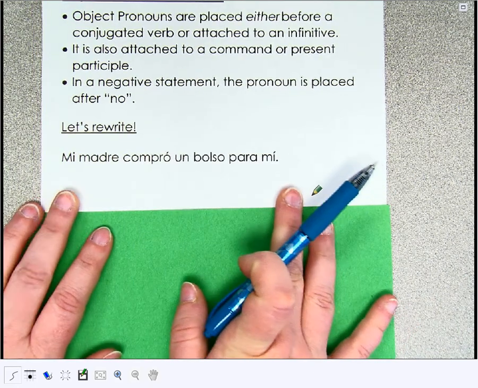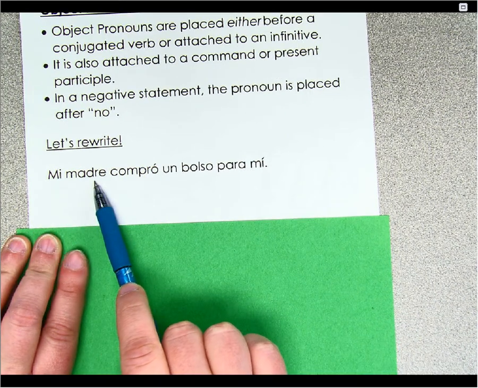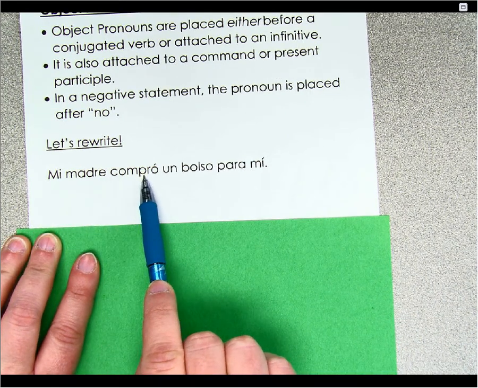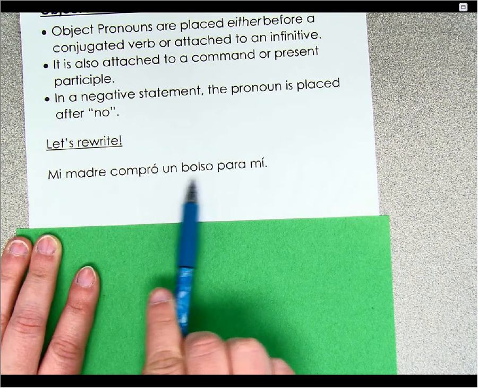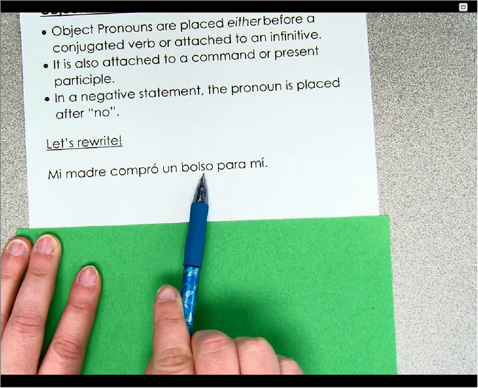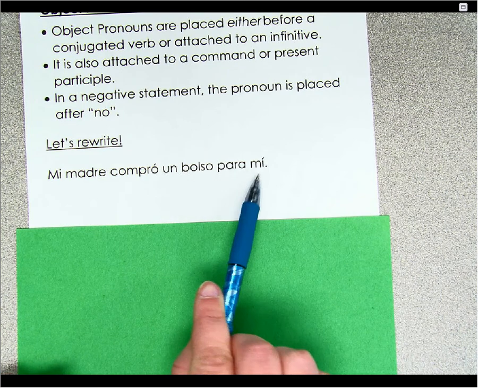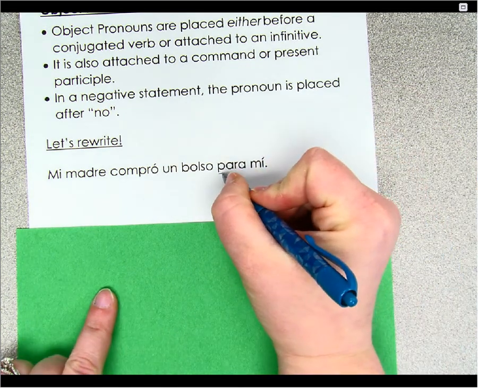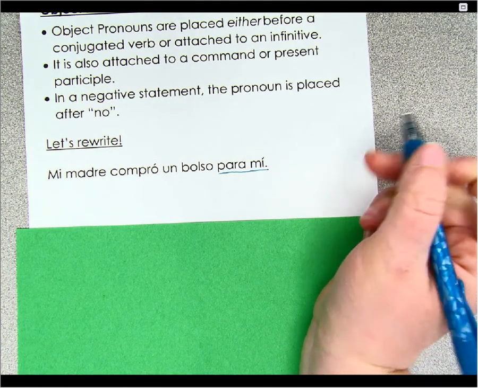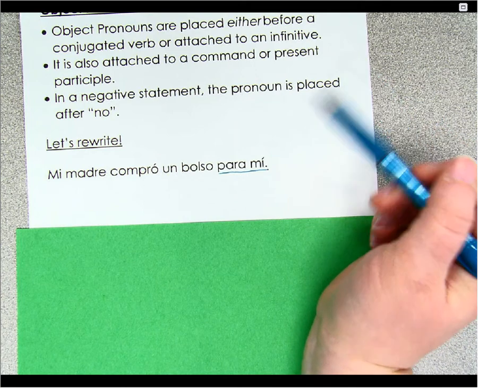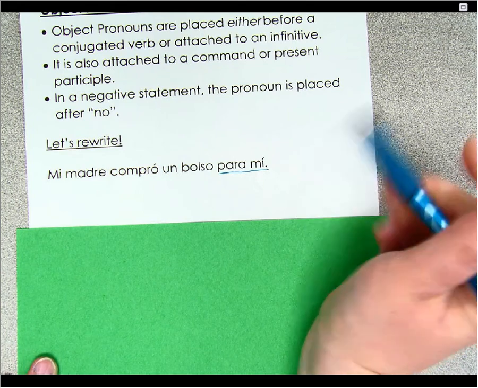All right, so my mom bought. My mom is the subject. That's who's performing the verb. What did she buy? She bought un bolso. So un bolso is our direct object. And for whom did she buy it? She bought it for me. So para mí is our indirect object. So we can replace this para mí with its pronoun, so we don't have to write that whole expression.